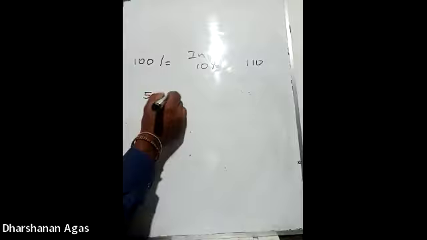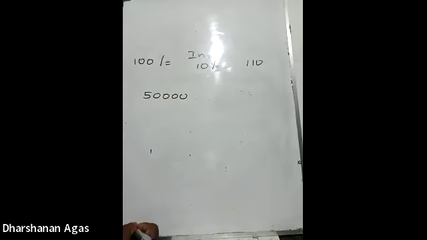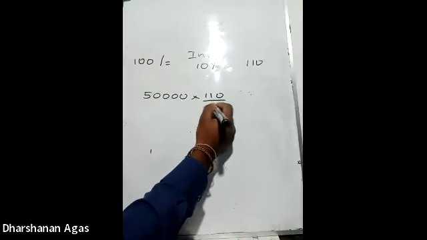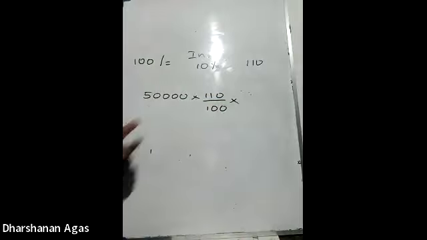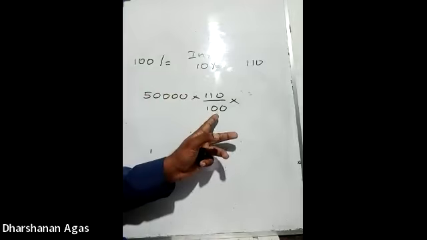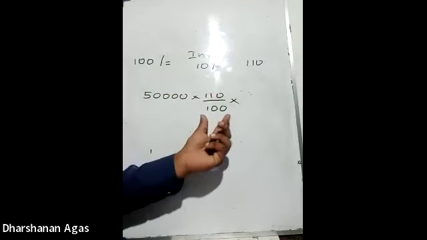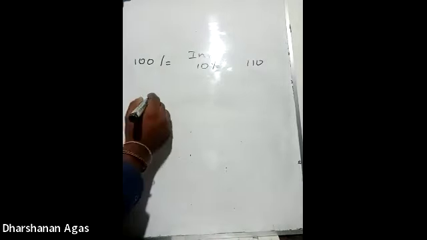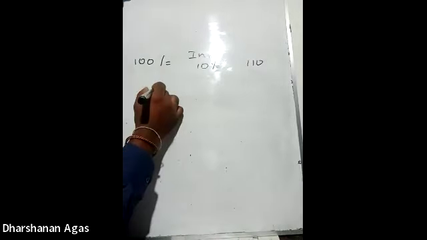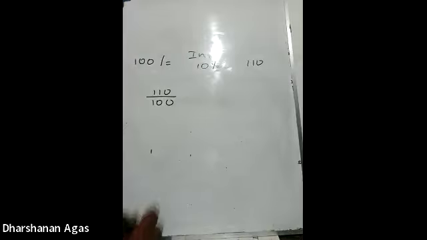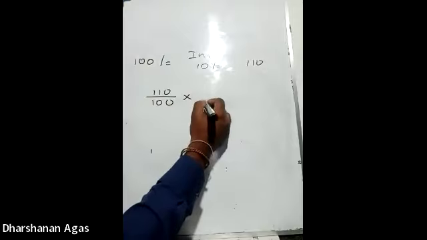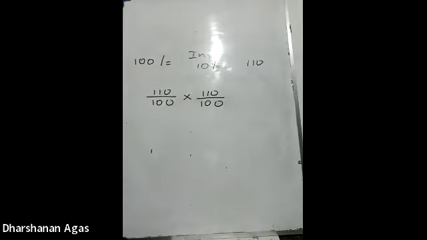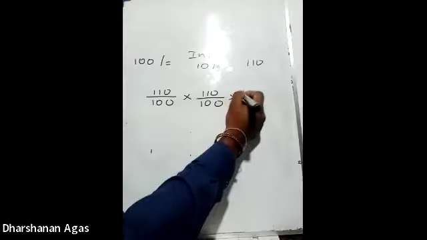Then for the 50,000, how much? 50,000 loan, 110 rupees you have to pay for the first year. For the 50,000 you have to pay 110 for every 100. If you are borrowing 100 rupees, I'm writing like that here, you have to pay 110 per 1 year. Then the next year also the same. If you are borrowing 100 rupees, you have to pay 110. Therefore, for 50,000 how much?